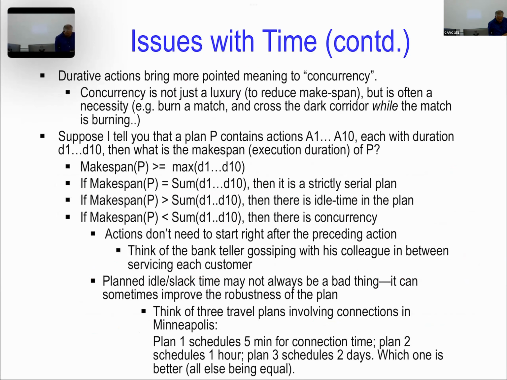Then some other interesting issues. We'll look at this too. Durative actions bring more pointed meaning to concurrency. There is this word called parallelism, and there is this word called concurrency, and they're used as if they're synonyms. In the case of point actions, there's not much of a difference. Two actions are parallel; basically, there are two points, and that means the points can be done.